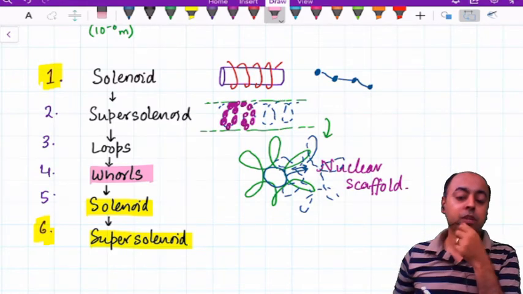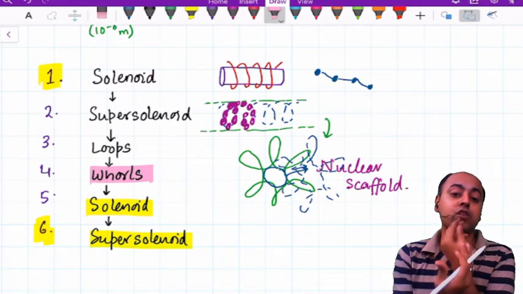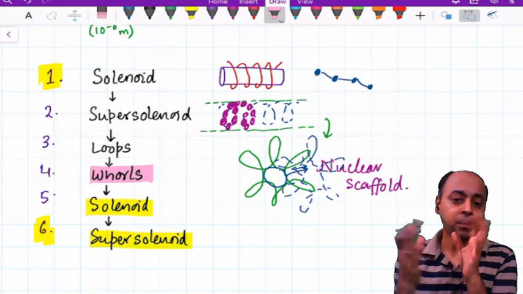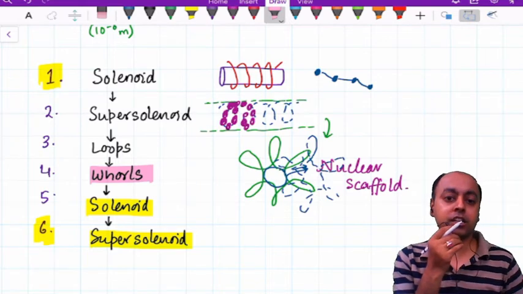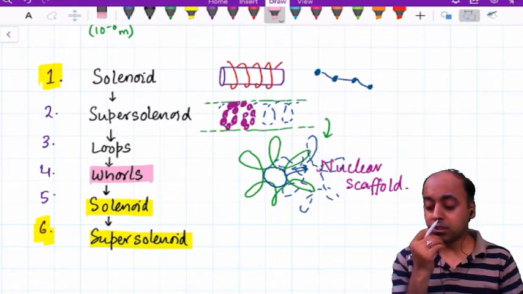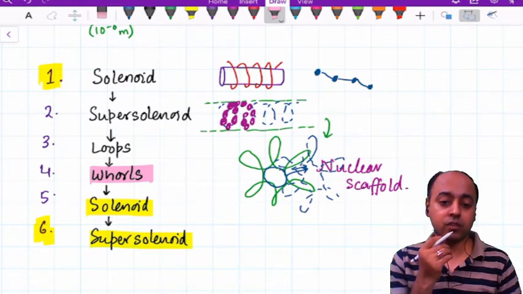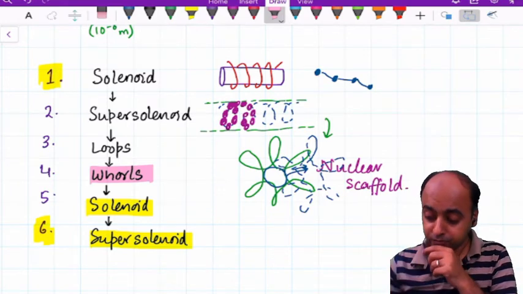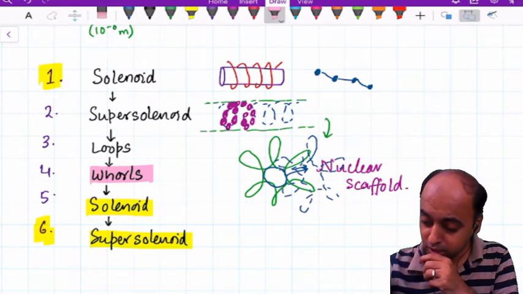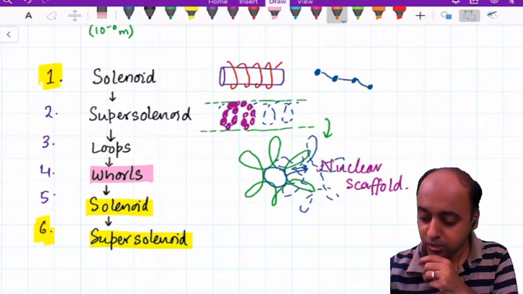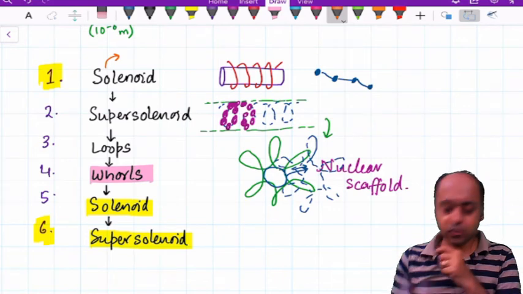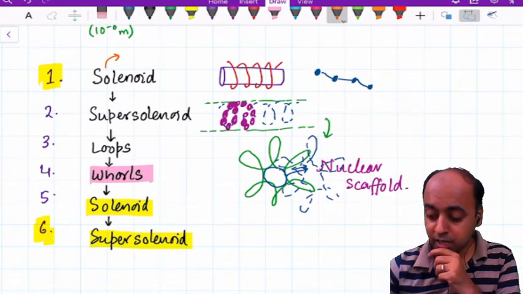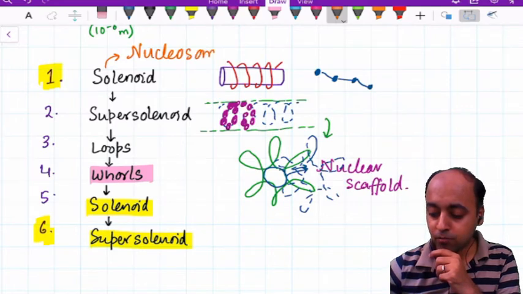Okay, so very commonly we find 6 levels of organization. Every time there is a compaction, the amount of DNA present in a small given area will increase manifold. Right. So this is the organization of the DNA very briefly. I told you we'll talk in detail about two of them. The solenoidal structure, that is the first level of organization, has its own name. It is known as the nucleosome.